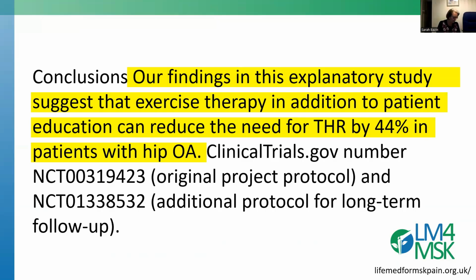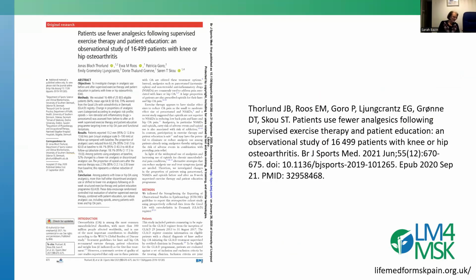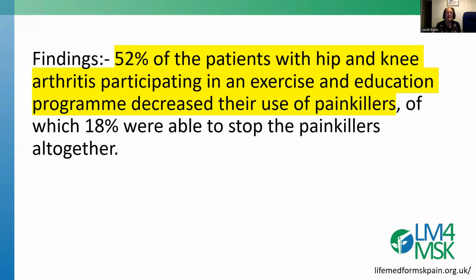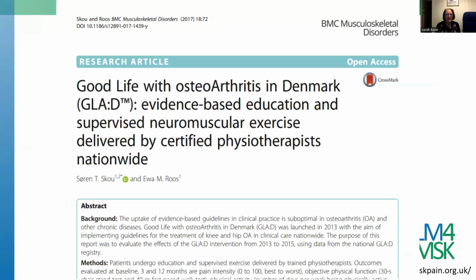So the first orthopedic surgeon thought that they needed an operation and they were listed for surgery, but once they had the exercises, the need for surgery was decreased. This is again a similar study, by the same group, Skoran Skov, and they found that if they do exercises, the painkillers are reduced. 52% of the patients with hip and knee arthritis decreased the use of painkillers with exercise, and 18% stopped it altogether. Exercise is a good painkiller. Yes, how to do exercise is important, but exercise is a painkiller.